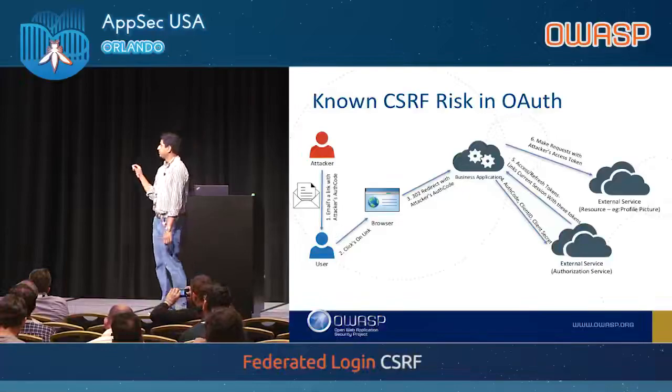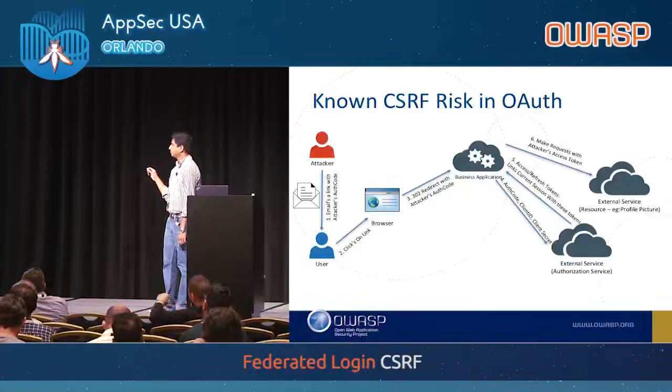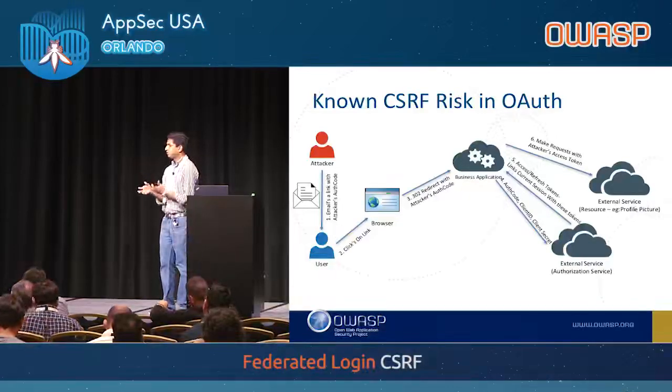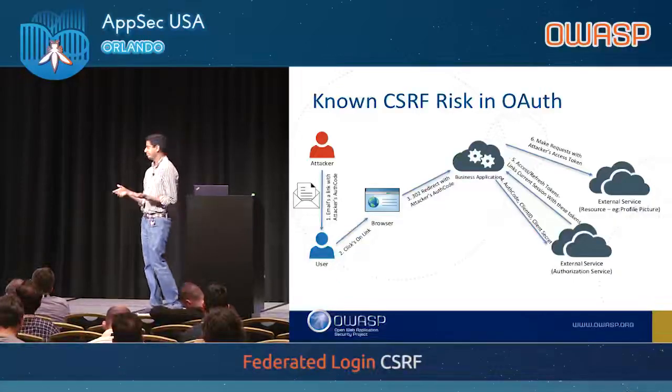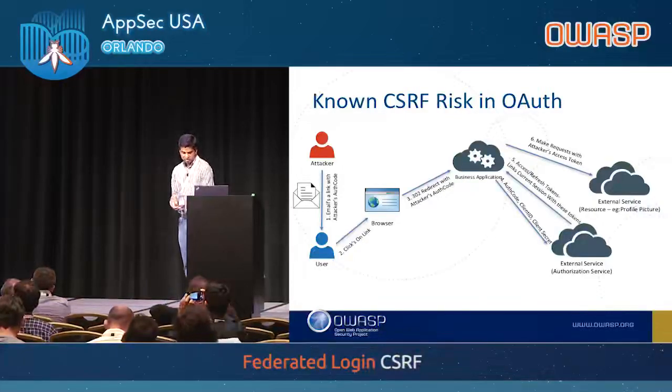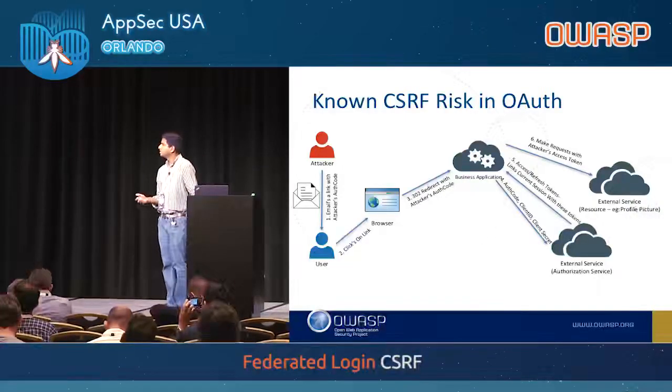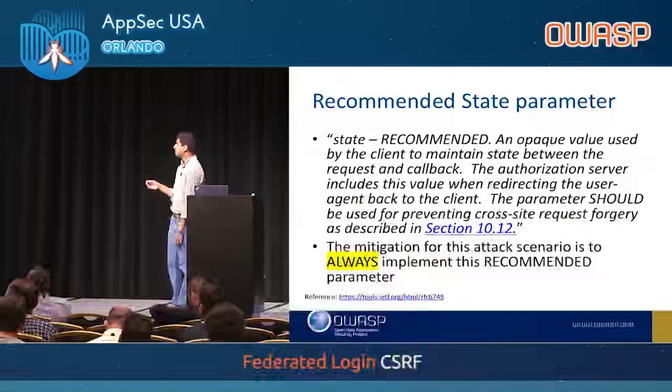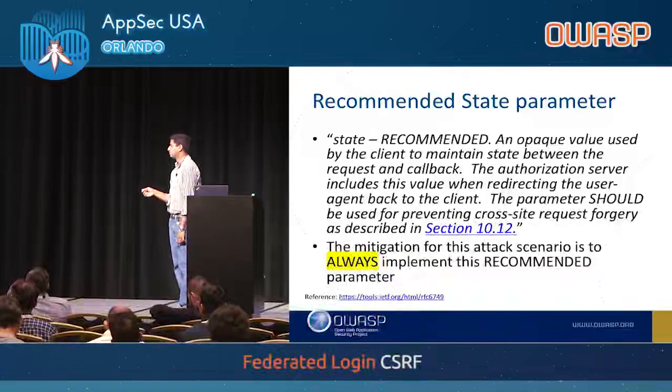So any data that is retrieved from the external service would be the attacker's data, which might affect any business logic that the victim user uses. So he would expect to see his own data, but he's getting some malicious data in this case. So this is a well-known CSRF scenario in OAuth, and it is mentioned specifically in the spec itself.